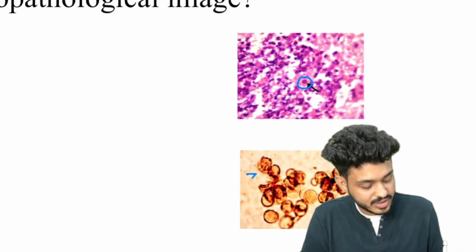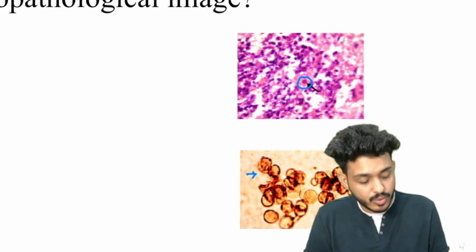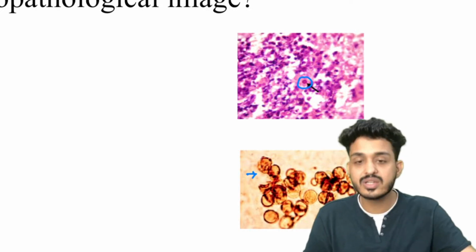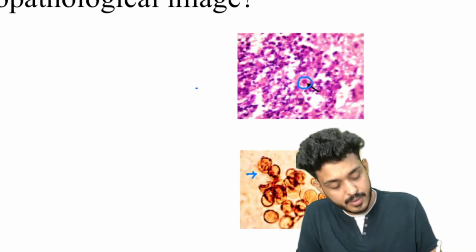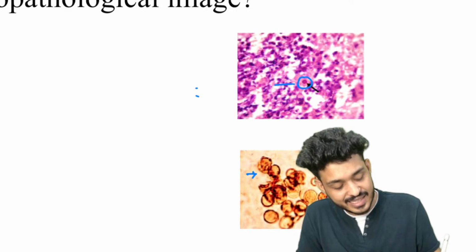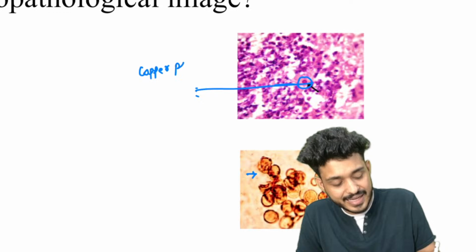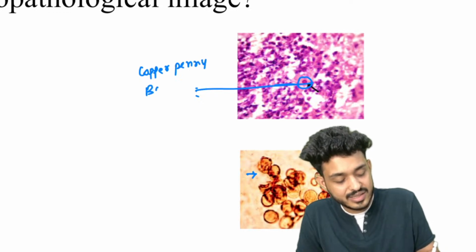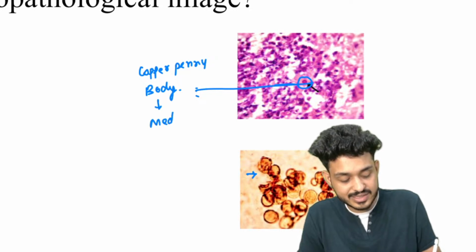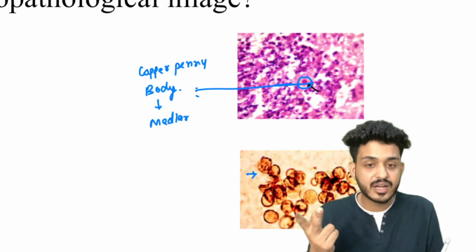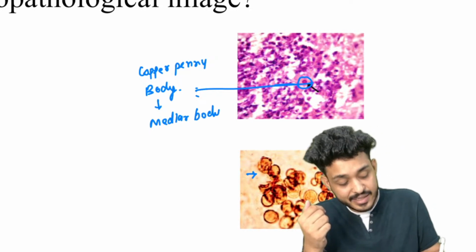You already know this, multiple times this question has been asked, but you don't know this, okay? So these are copper penny bodies. And what is the disease that I'm talking about over here? This is your copper penny body. Another name for copper penny body is Medlar bodies, guys. Medlar bodies, sclerotic body, muriform body, okay? These names are important.